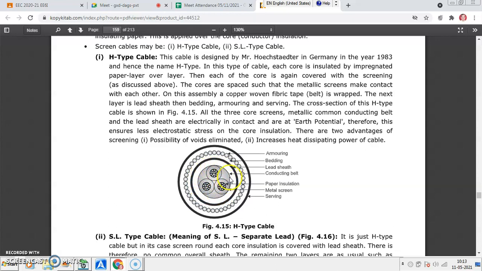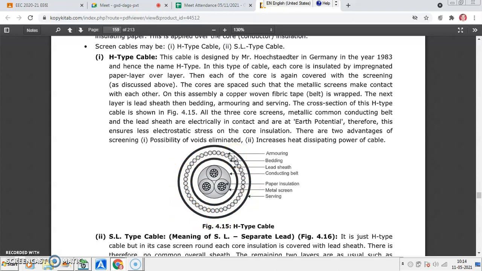Then over this you have the lead sheath provided. Then you have the bedding provided. Then you have the armoring provided, because this is an HT cable and needs to withstand high mechanical stresses. So armoring is provided. And then last, serving insulation is provided.